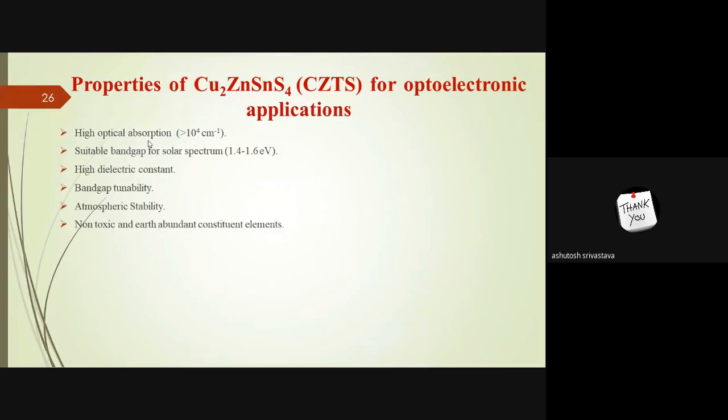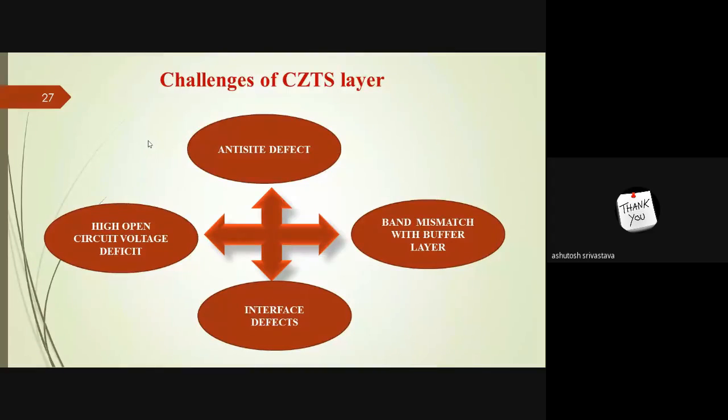And finally, it is non-toxic, as I have already told. The contributory elements are non-toxic, and all of them are earth-abundant. So there are some challenges in the CZTS layer, which researchers are working on, so as to overcome this hurdle of 12.6% efficiency, so that we can harness more and more of the solar spectrum by using CZTS-based solar cells.